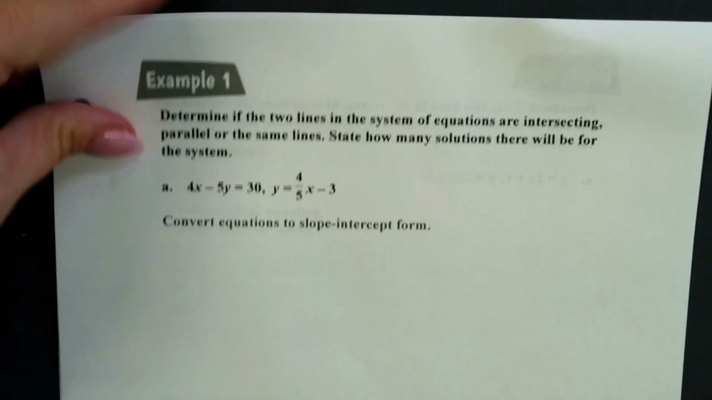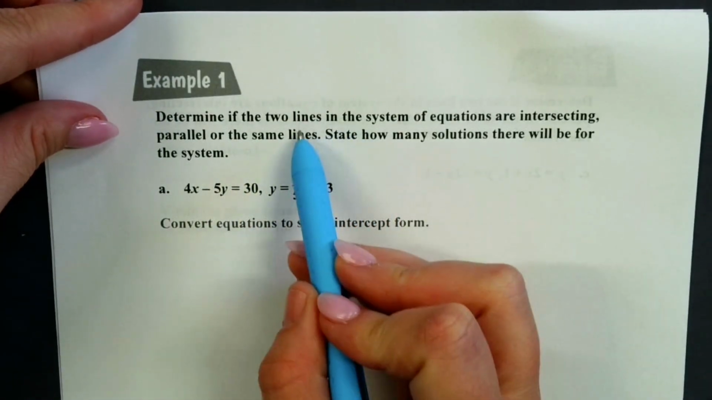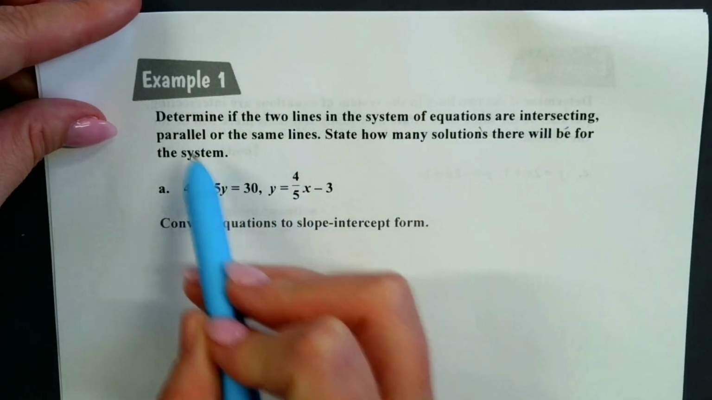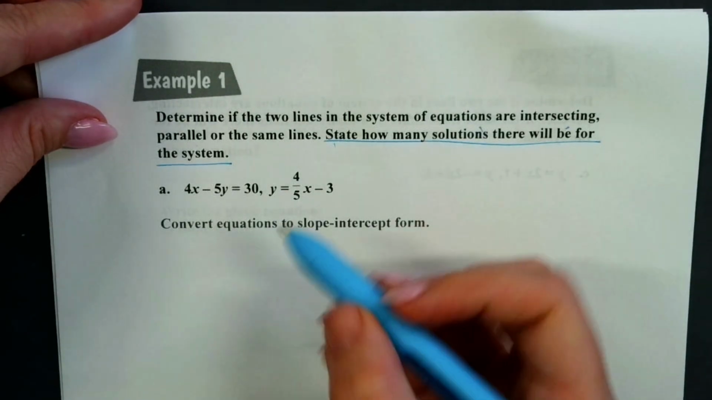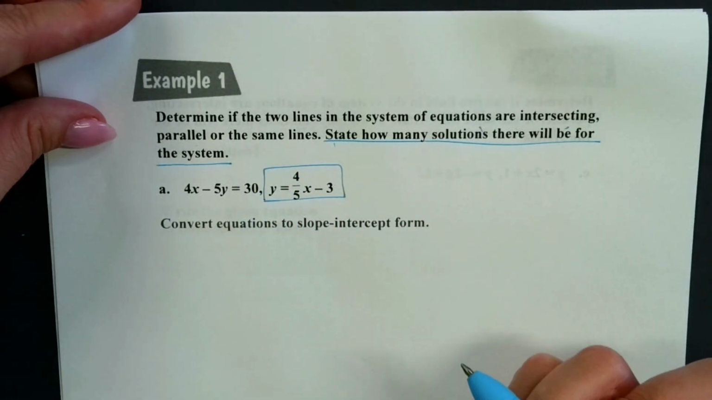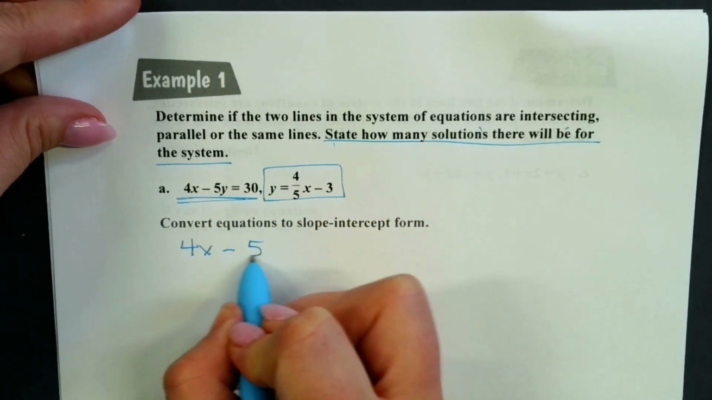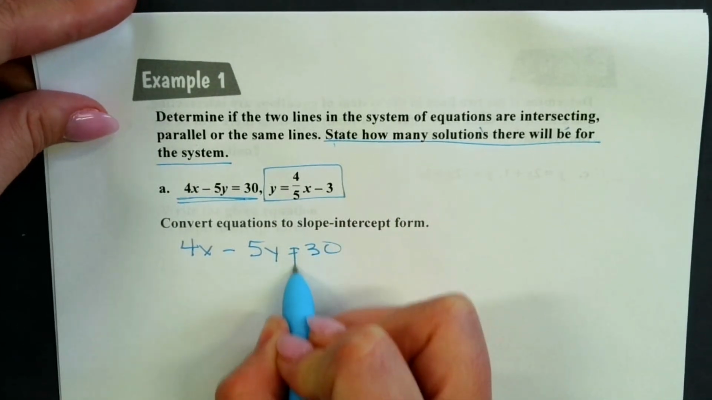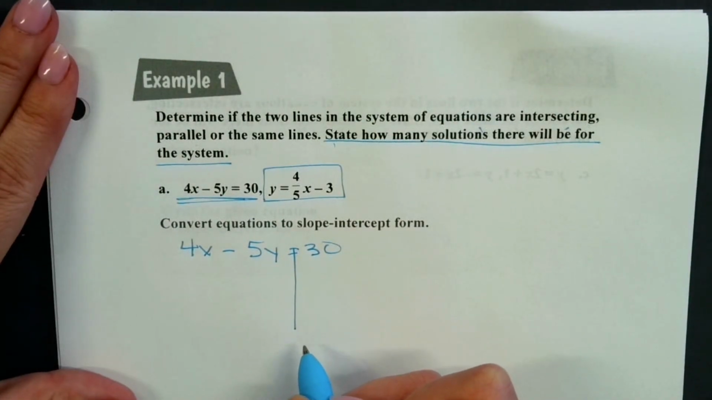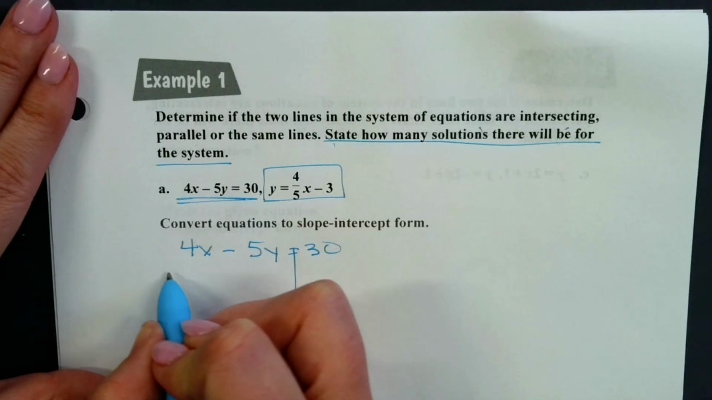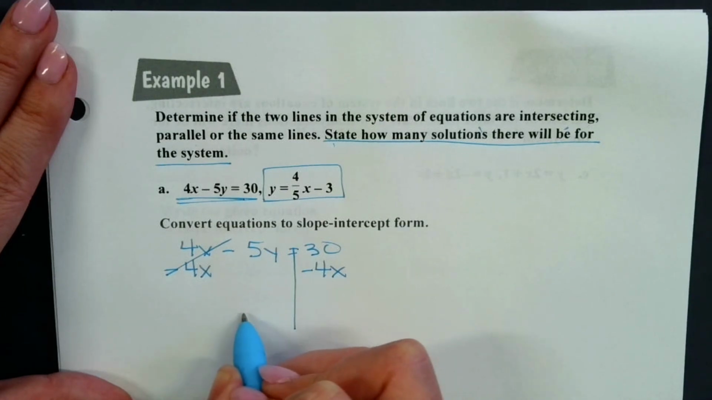Okay, so, all right, here we go. Determine if the two lines in the system of equations are intersecting, parallel, or same line. State how many solutions there will be for each system. So, is this guy in slope-intercept already? So I only have to convert this guy. This is why I said if you didn't do well at converting last unit, I'd be retaking. So the whole goal is to get what letter by itself? So we're going to subtract the 4x. Whatever I do to one side, I do to the other.